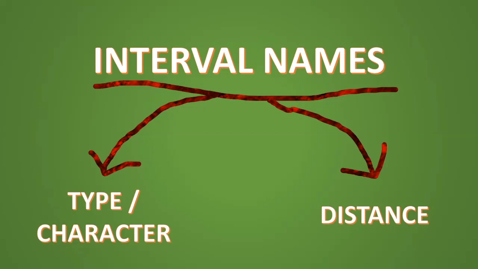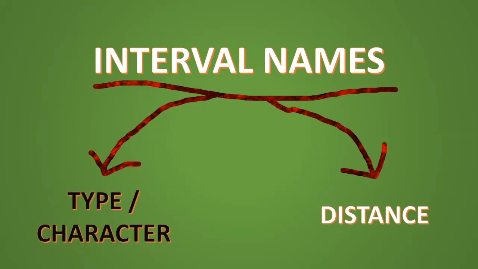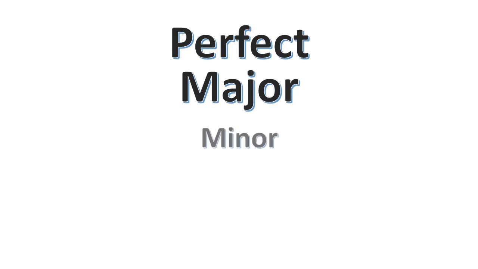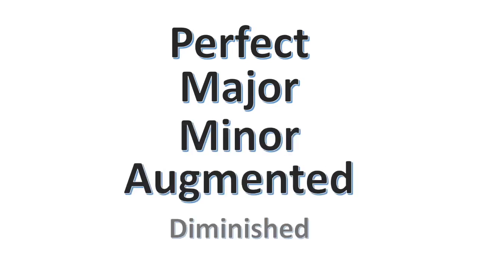But what about an interval's first name? Remember, an interval's first name tells us its type or character, much like our first name tells us apart from other members of our family. There are 5 main types of interval. They are perfect, major, minor, augmented, and diminished.